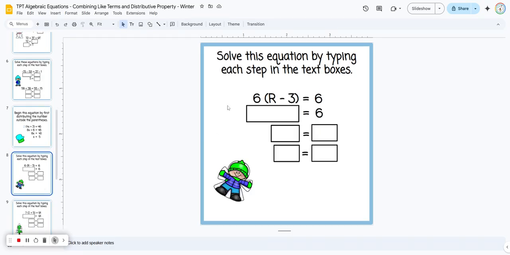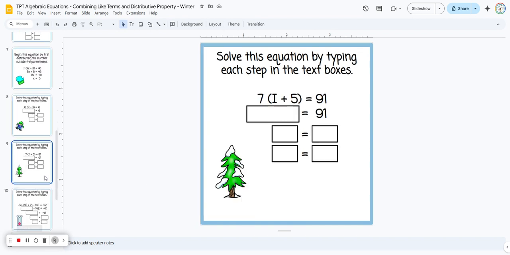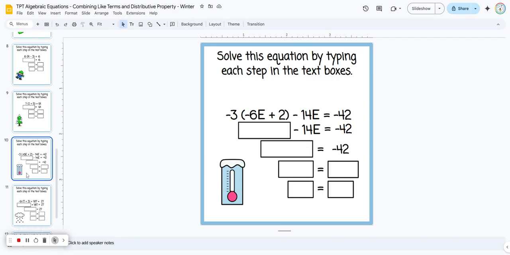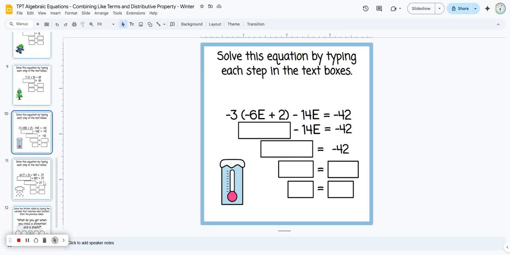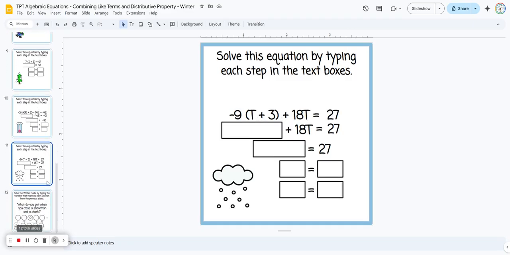So students are going to practice that, combining like terms. They're just going to type in the text box 6r negative 18. And then they're going to add 18 to both sides and then go ahead and solve. So they've got a few more to practice. And then they've got some that they're going to distribute and combine like terms before they can solve the equation.